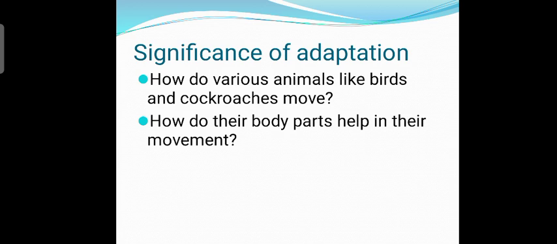Now, in this LP, we discussed the movement of invertebrates and the unique features of their movement. After this, we will continue with LP4 in the same video, which is all about the significance of adaptation.